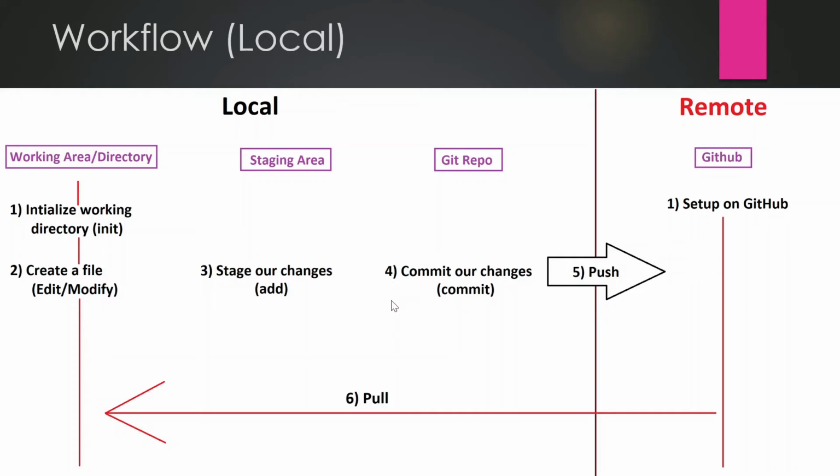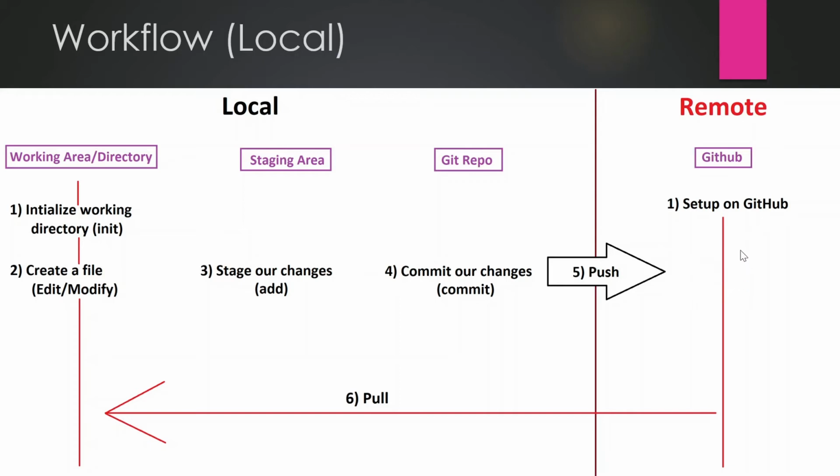So again, I'll be repeating it. Initialize it, create a file or edit a file, stage the changes, and then commit it, giving a message which is relevant to the commit that you have done or the change that you have done. And then finally you have to push it. Once you push it, everything that you have changed over here will be moved to the GitHub or remote repository.